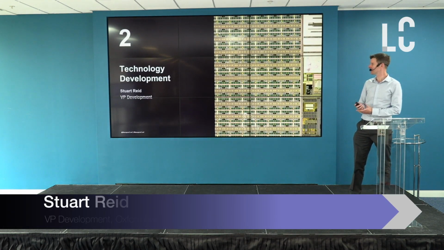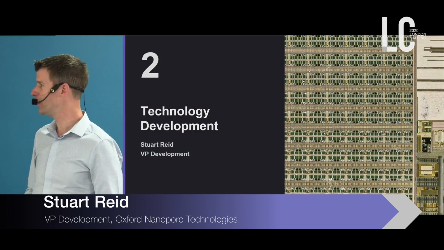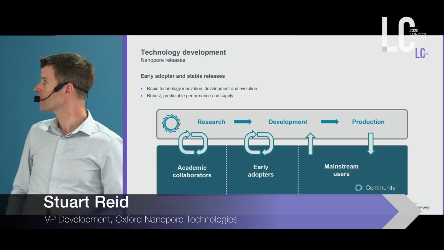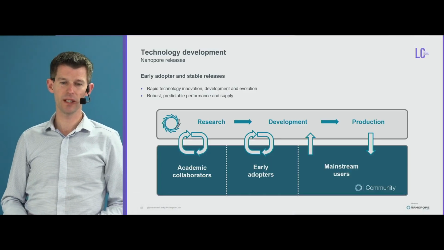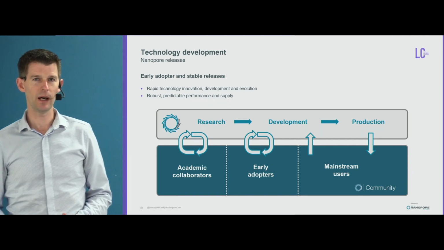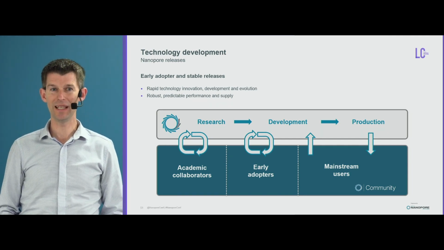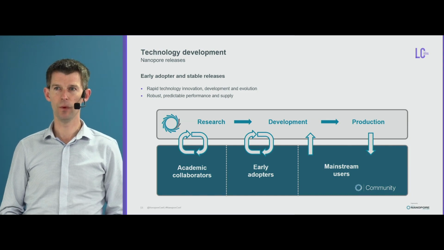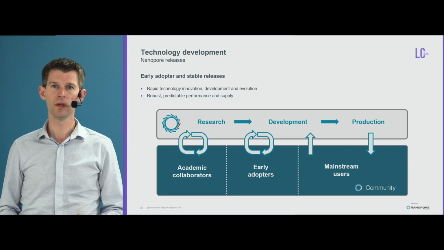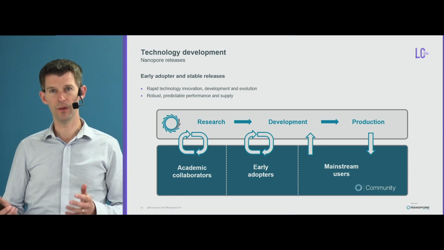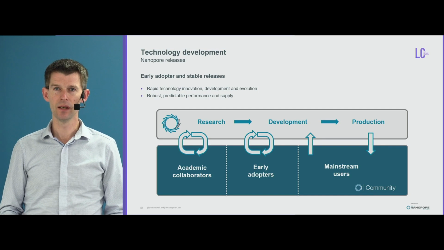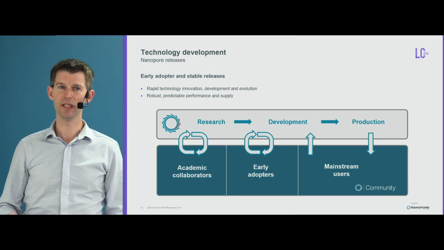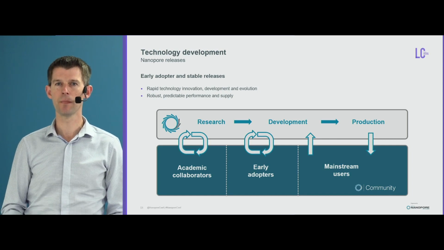Nice and clean. Okay, so I'm going to talk to you about technology development, basically where we are and where we're going. But before I do that, I'd like to talk to you a little bit about how we do things at Nanopore. From the very beginning, we've been community driven, which means that we release things early. We want feedback from the community because you know what you want to do with our product and how you want those features to develop, and we need that feedback so that we can adjust what we do. That means we can move very quickly. We have a very rapid cycle of innovation and development.